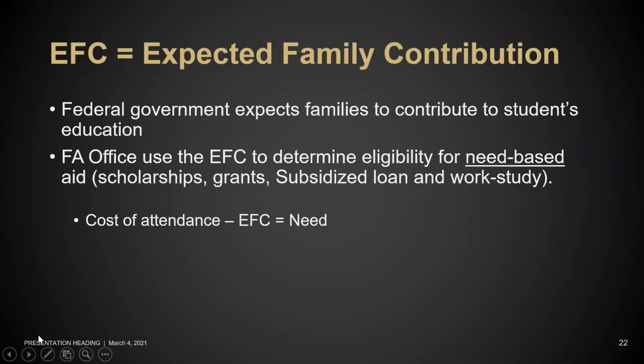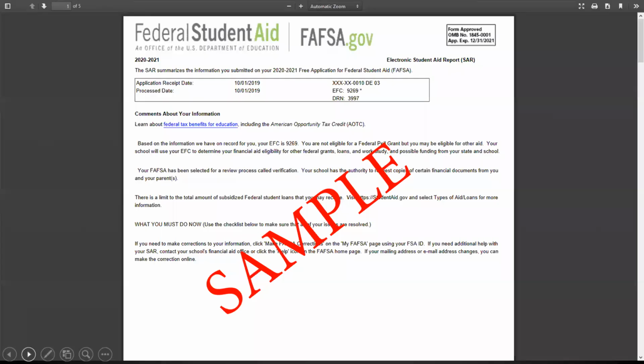Okay? The expected family contribution, again, is what the government considers families to be able to contribute towards the child's education. It's not always a realistic number, and that's where the loans sort of come into play. But they use that number that's generated by the information you provide on the FAFSA to help determine how needy a student or a family is, and to determine what type of aid can be awarded. Once the FAFSA is submitted, 3 to 5 days afterwards, the student will receive a student aid report, and it will look something like this.